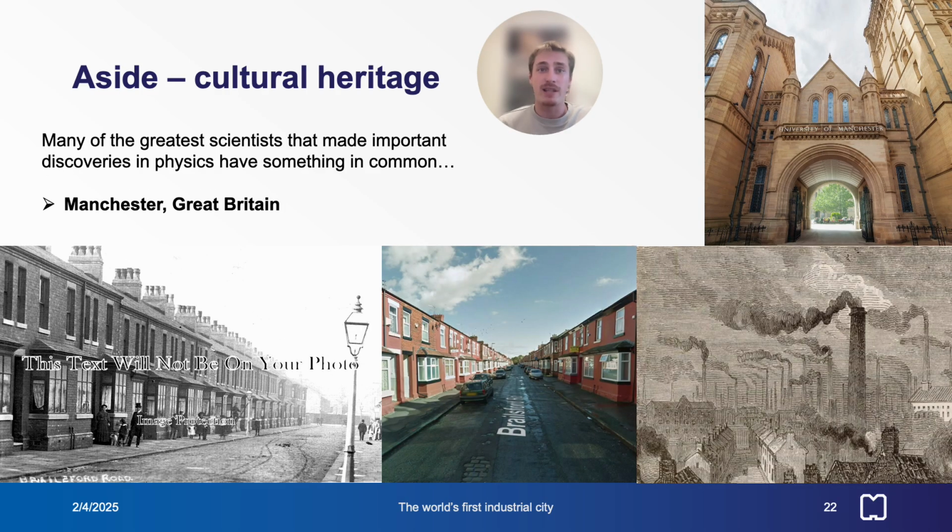Now, as a bit of an aside, many of the greatest scientists that made important discoveries in physics have something in common. Rutherford, Moseley, Bragg, Geiger, Marsden, Bohr, Chadwick, Darwin, Game, Novoselov. The Department of Physics and Astronomy at the University of Manchester has been a home to 11 Nobel Prize winners. Now, this is a very old photograph of a place known as Brailsford Road, which back in my poor and miserable undergrad days, I used to live on.